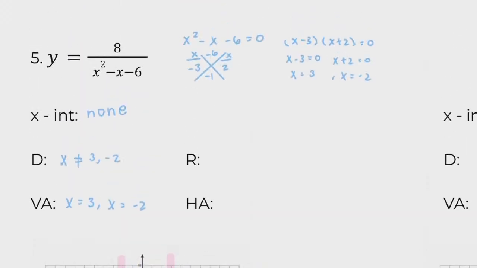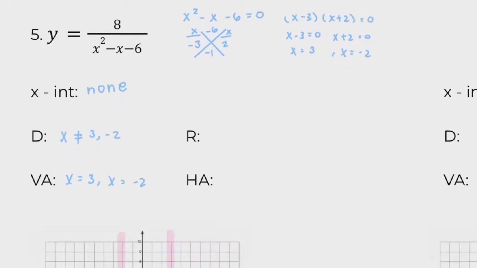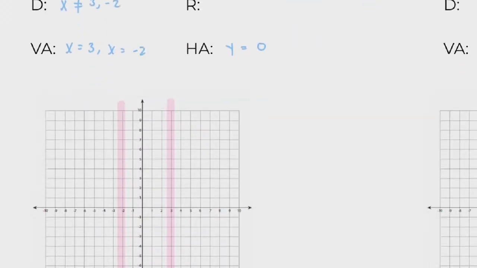Okay, next for the horizontal asymptote, we're looking at the degree of the numerator and denominator. The degree of the numerator is 0 because there's no x and it's just a number. And then the degree of the denominator is going to be equal to 2 because the highest power is x squared. So since the degree of the numerator is less than the degree of the denominator, that means the horizontal asymptote is at y equals 0.